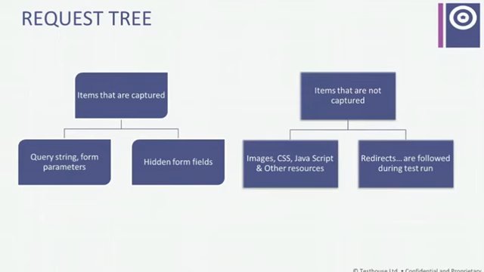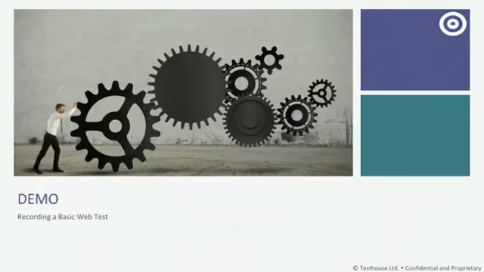Things that aren't rendered are things like images, cascading style sheets, as I mentioned, JavaScript, things like that, which are downloaded but not acted upon and rendered because, again, that's not testing the server response time, which is what we're interested in. And also, redirects are followed during the test run. So we have our first demo then, which is going to be how to record a basic web test, which is going to be your starting point for your performance and load testing.